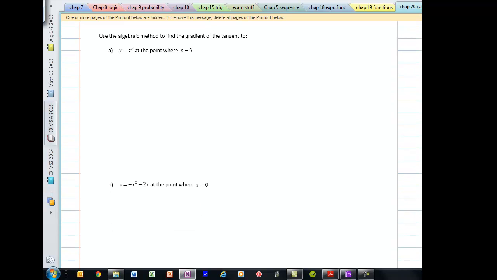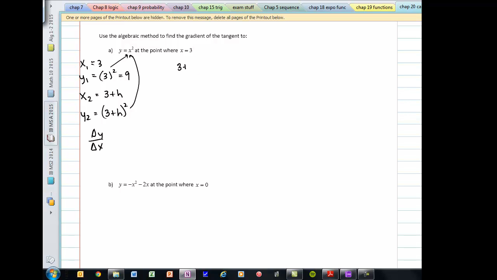So the first thing that I have to do is identify some points. So x1 in this case is 3 because they told me, and y1 is going to be equal to 3 squared, or 9, because all I'm doing is just plugging it into the function. Alright, x2 is going to be 3 plus h, because we need some other point that's on their curve, and that means that y2 is going to be 3 plus h squared, again because I'm just plugging it into our function. Alright, then we're going to use our formula, change in y over change in x.